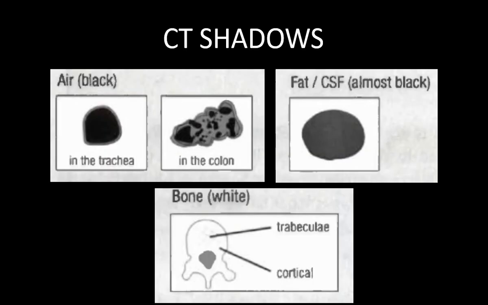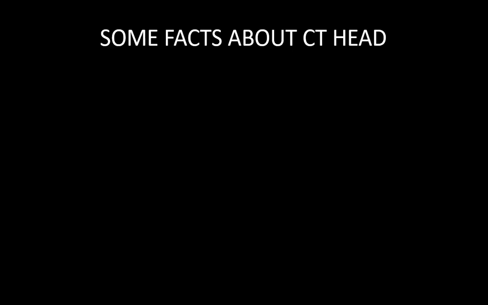Now the CT scans. Some basics about CTs: air looks black, whether it is present in the trachea, in the colon, pneumothorax, anything, and fat and CSF look almost black. Bone appears white, and the other structures appear in different shades of grey.